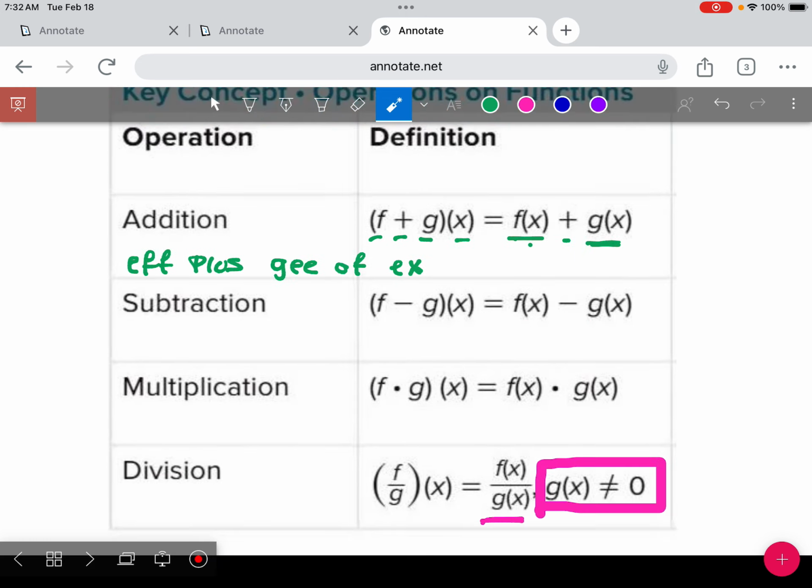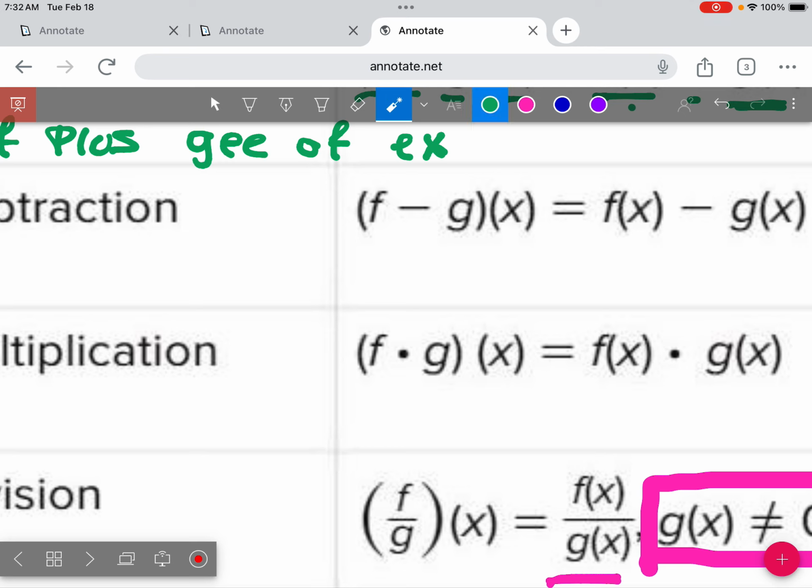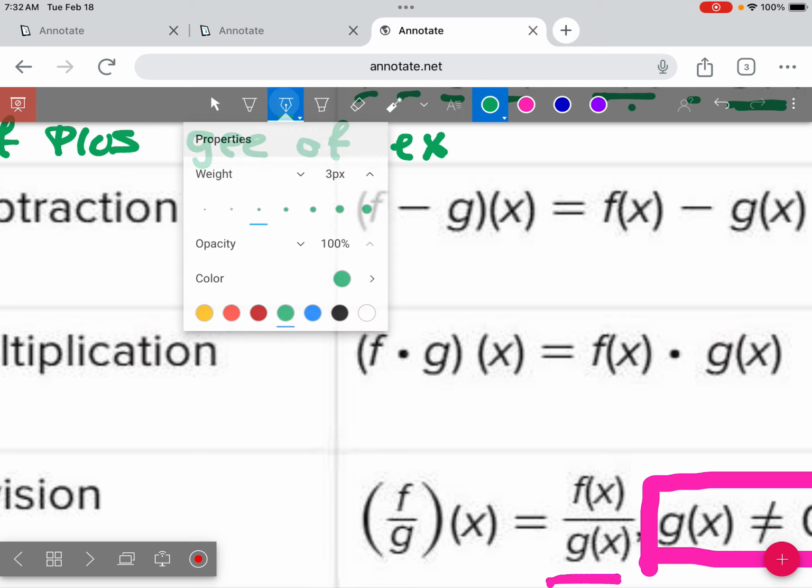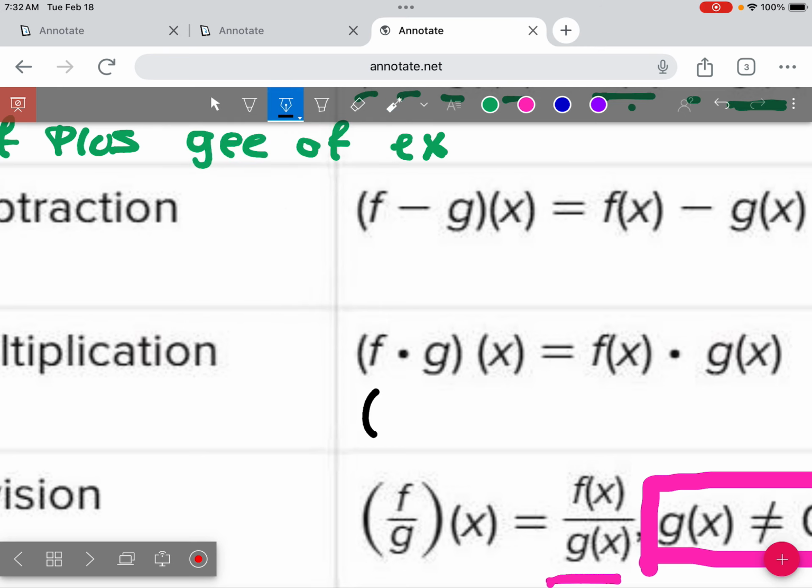If it has f times g of x, it might not have the dot in there. It might just say fg of x. It means the exact same thing: f of x times g of x. F of x dot g of x. It might have f of x star g of x. Those things all mean multiply.